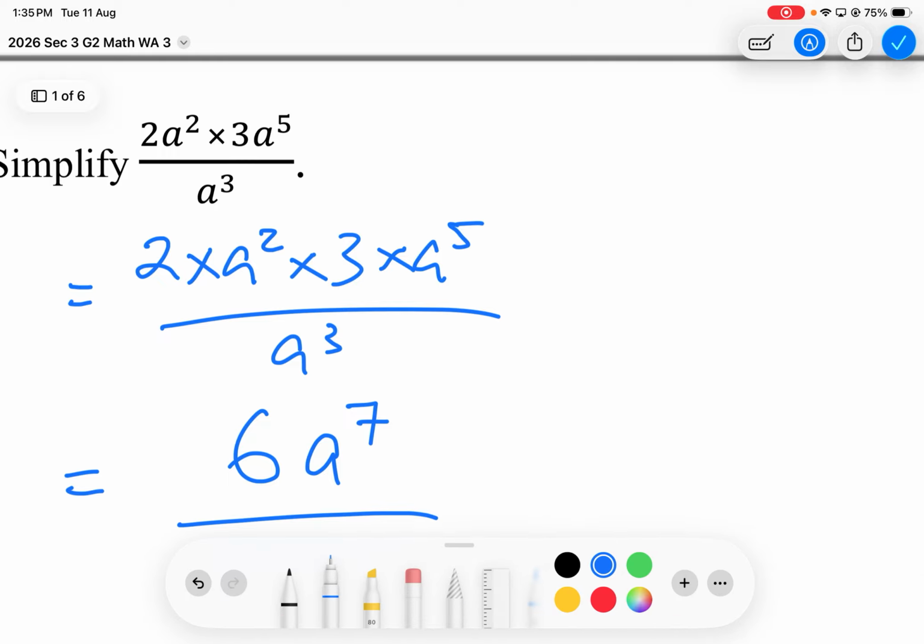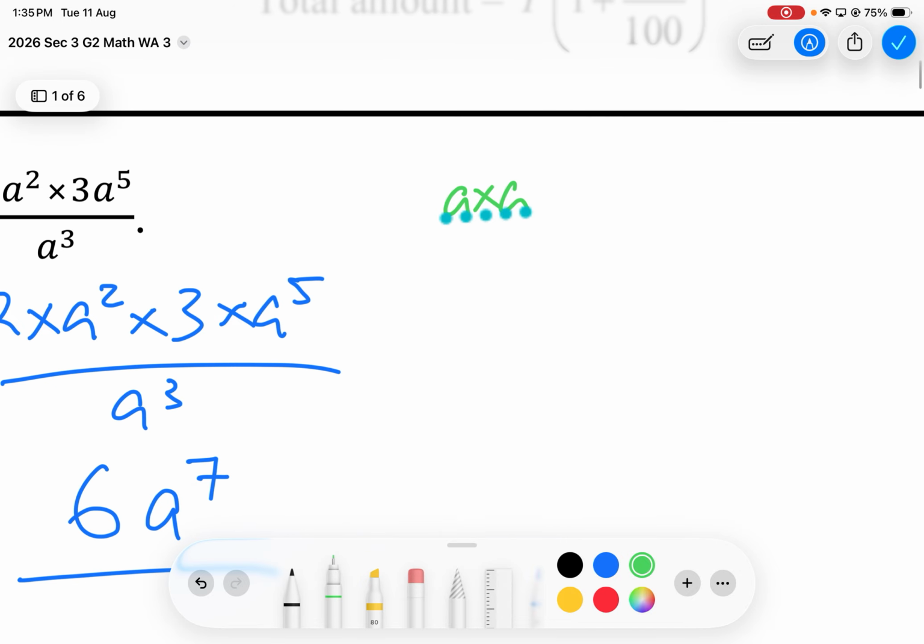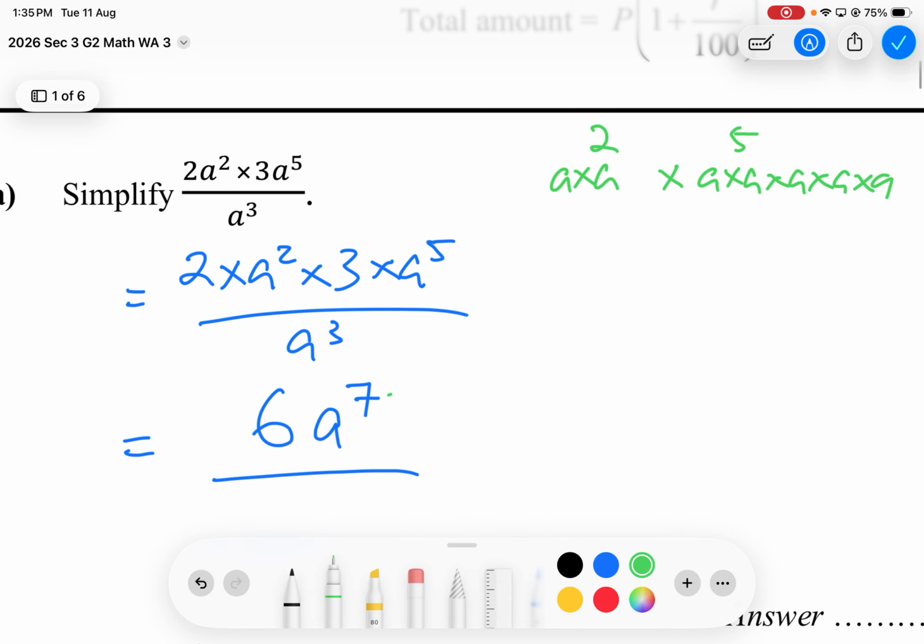Because what is really happening is a squared is a times a. A to the power of 5 is a times a times a times a times a, 5 times. So in the end, we are actually multiplying a by itself 7 times. Okay? This is the reason why we just add up the power. Your rule comes from this in the first place. Okay?